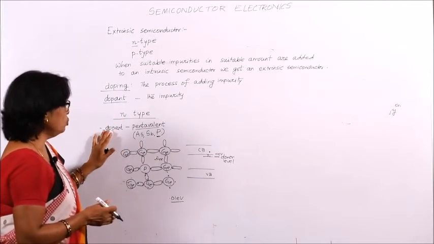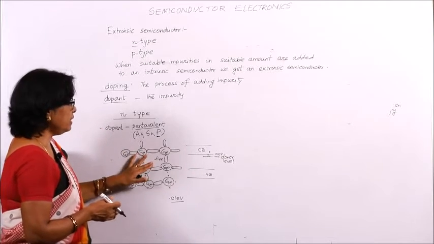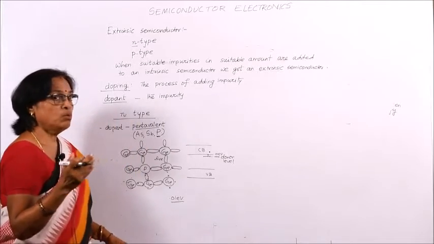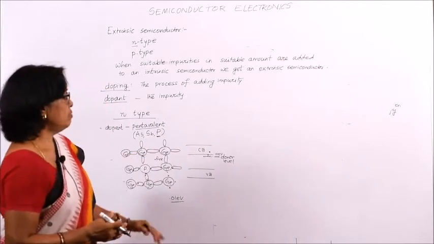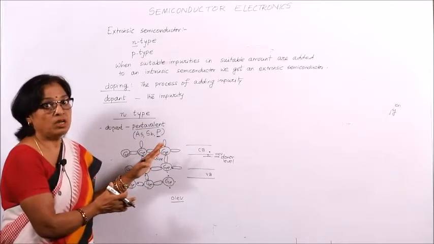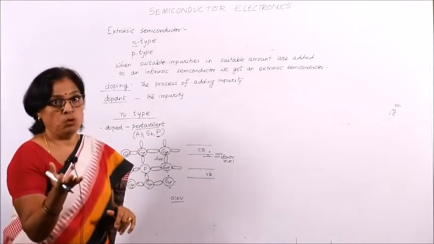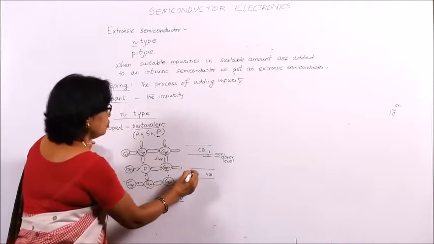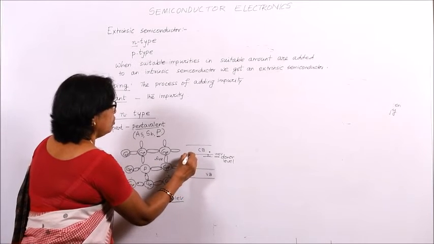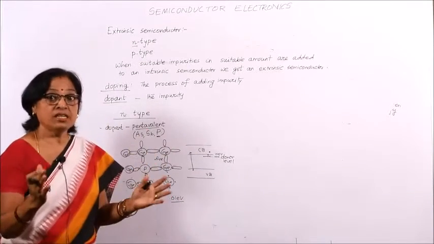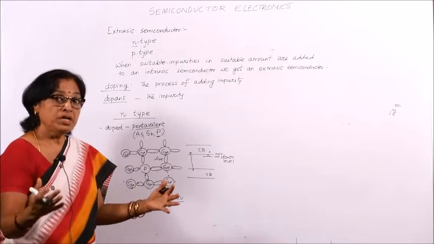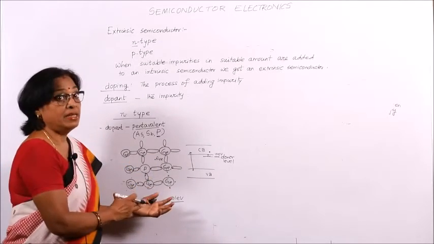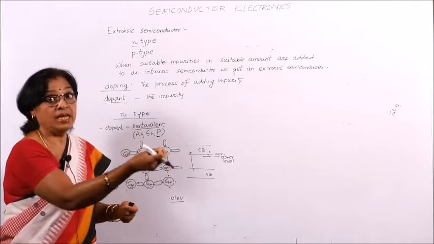Why N-type? You mark this: because in this case the electrons are the majority carriers. Why majority carriers? See, in the case of an extrinsic semiconductor, if the temperature is higher, some electrons will be thermally activated and go from the valence band to the conduction band, just like in the intrinsic semiconductor. But we find that the impurity atom produces an extra electron.